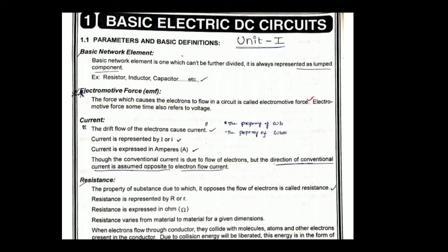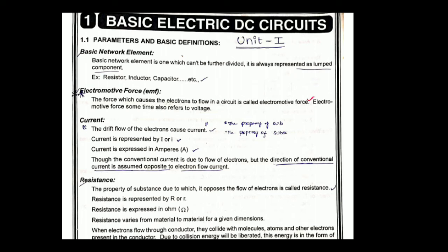Let's see the definitions of a basic network element. First of all, what is a network? A network is the interconnection of various sources and loads. Simply, what is a source? In electrical terminology, a source can give electrical power. The best examples of sources are electric generators, batteries, cells, etc.